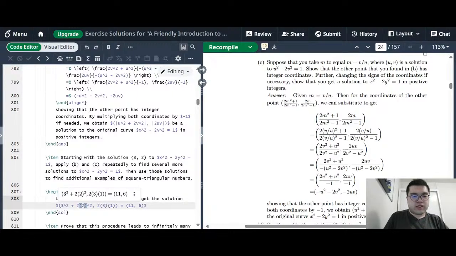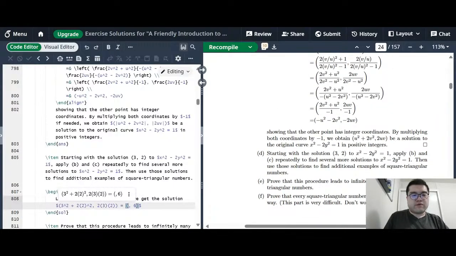In that case, we will get something like this. That makes more sense. If u is equal to 3, then we have 3 squared, which is 9, plus 2v squared, where v is 2, so v squared is 4 and 2v squared is 8. So we have 9 plus 8, which is 17. For the other coordinate, we should end up with 12. Let's double check real quick. 17 squared is 289, and 12 squared is 144, times 2 is 288. If we take the subtraction, we do end up with 1. So this one is actually working.